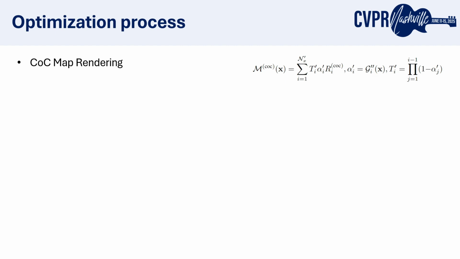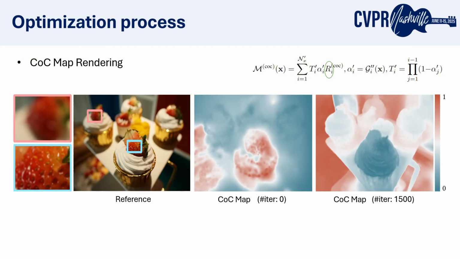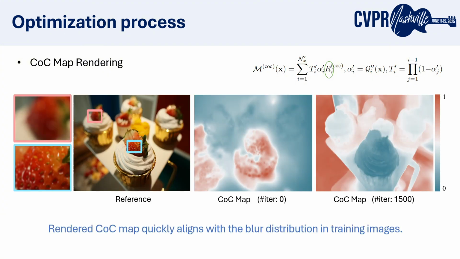We also render a COC map by compositing the COC radius values according to blurred Gaussians. Over iterations, it quickly aligns with the blur distribution in training images.